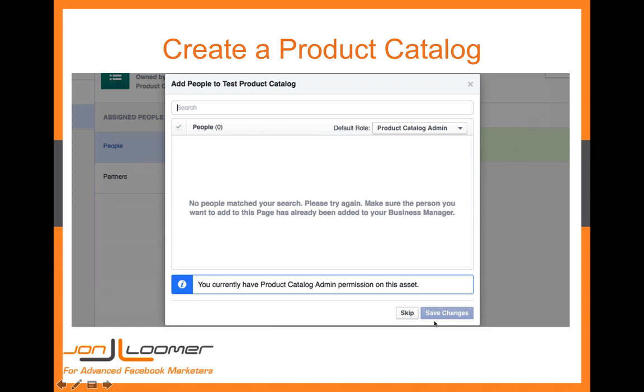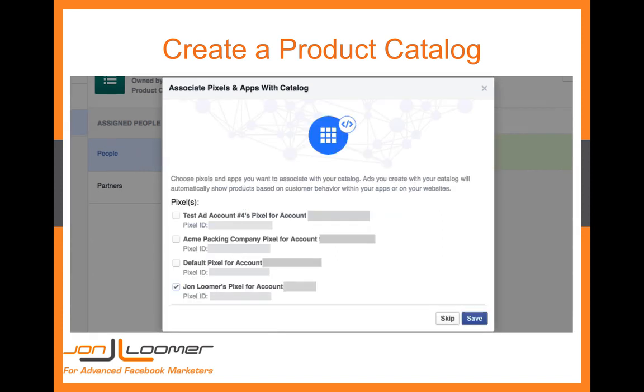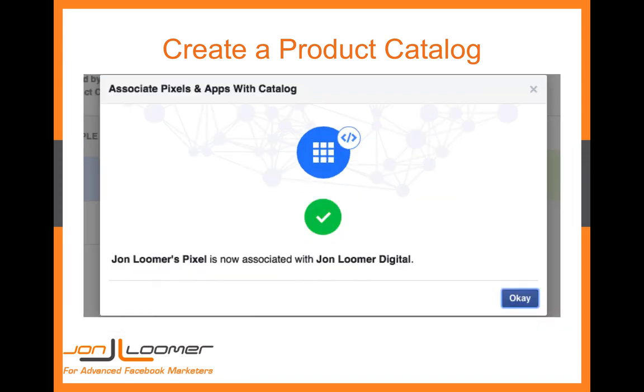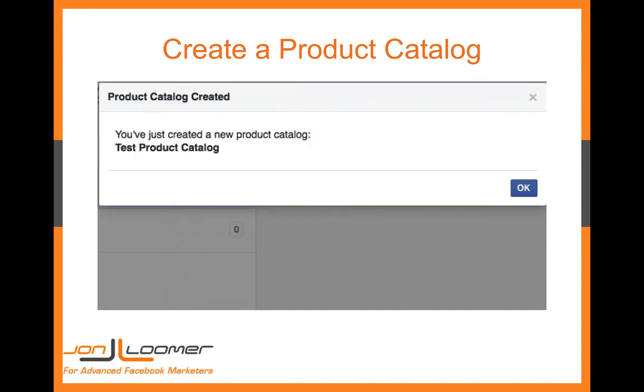You determine what people would have access to that product catalog, if you want to do that. And you have to associate that with whatever pixels and apps you want to use with that catalog. This is going to be important for the dynamic ad portion: you want to associate it with the proper pixel. And then you're done creating that catalog. At least now we have to actually upload the file though.